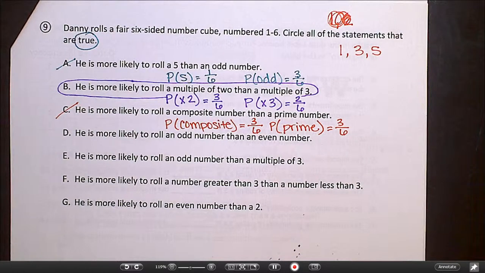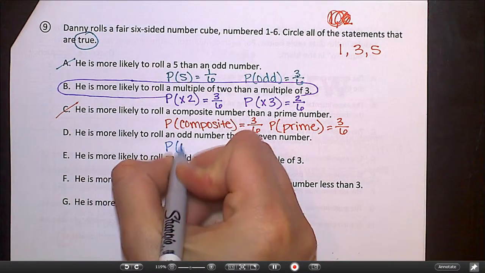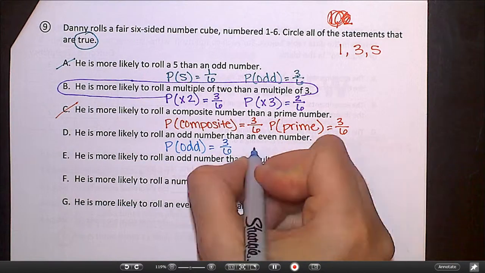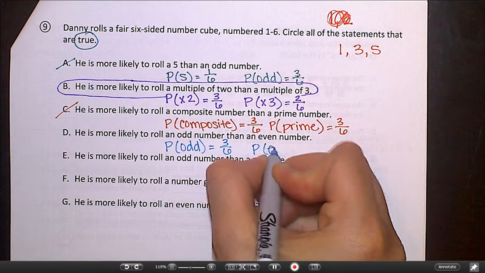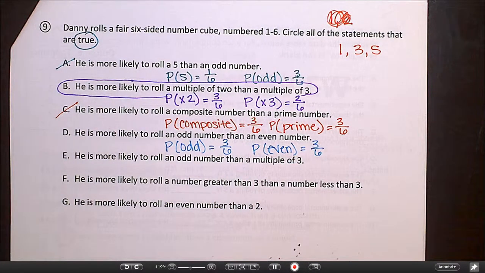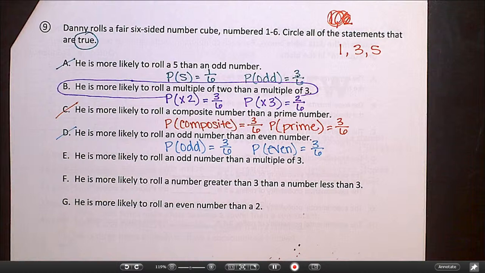All right. He's more likely to roll an odd number than an even number. This is going to be just like that last one. The probability of odd is 3 out of 6. The probability of even is also 3 out of 6. So he's not more likely to get either one. It's a draw. It's a tie.